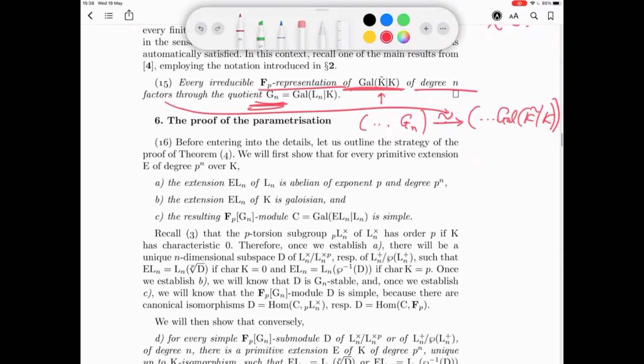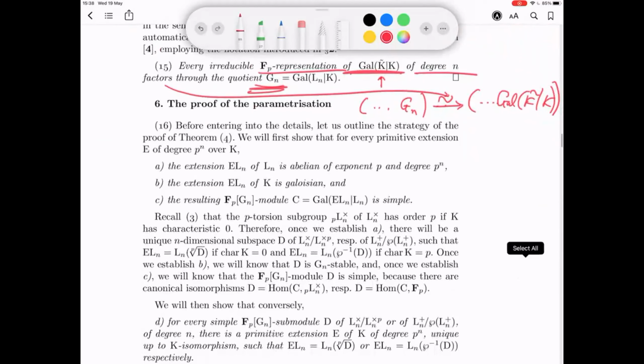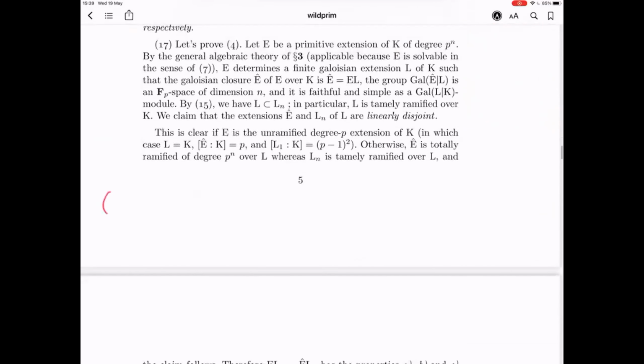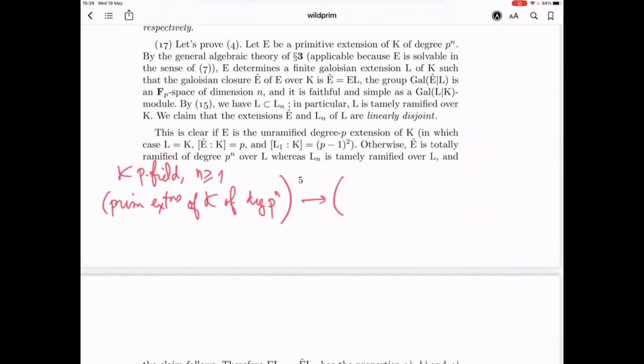Okay, so let's come to the proof of this parameterization. And what is the parameterization? If you recall, K is a P field, that's given to us, and n is an integer which is given to us. We were looking at primitive extensions of K of degree P to the n. That was one thing. This is the unknown set.